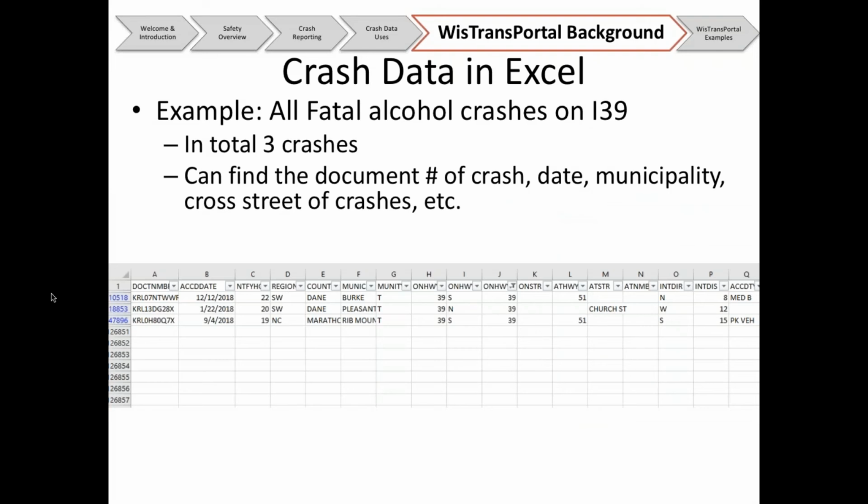So you can see here when you filter it, if you're not familiar with Excel, all the data is still there, but you can see that it's the blue row numbers there. So 10,518, 18,853, and 47,896. Those are the three that met my filtering criteria. And then I can find the document number of the crash, the date, municipality. I can then pull out this document number, retrieve the crash report form if I wanted to look at it and see if there's anything else going on that I should be aware of.